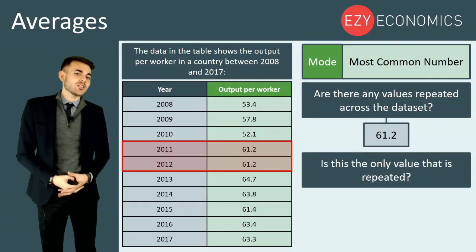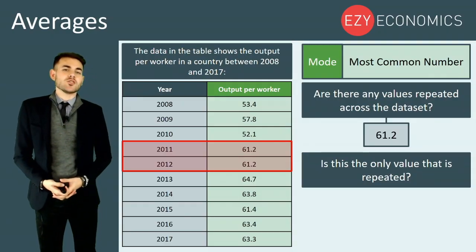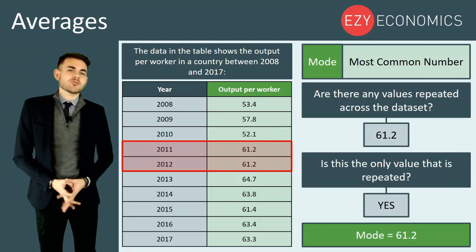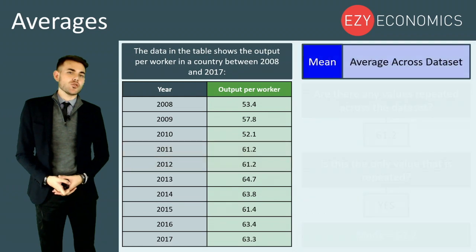We then ask ourselves, well, is this the only value that is repeated twice? Well, the answer is yes. That therefore means the mode must be 61.2.